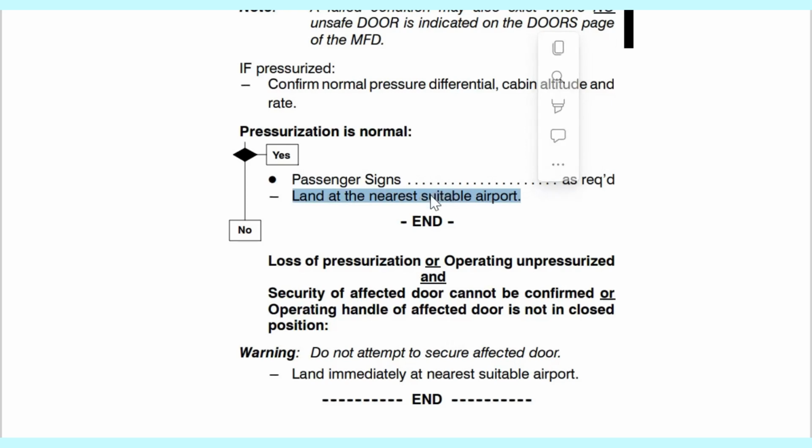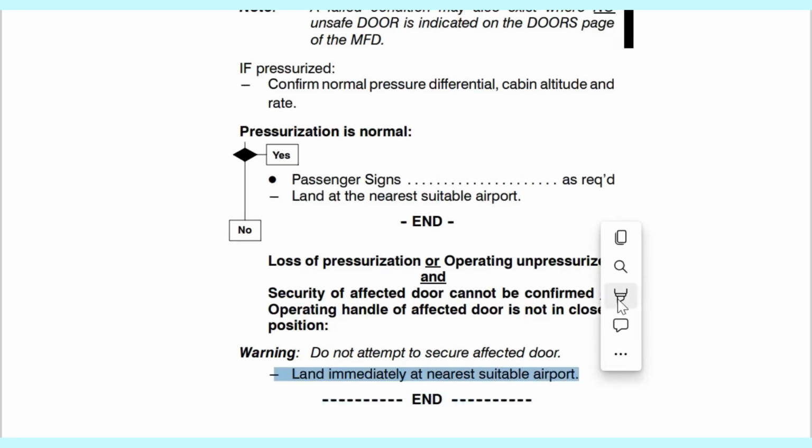If the pressure is not normal, now all this is in bold: loss of pressurization or operating unpressurized and security of affected door cannot be confirmed, or operating handle of affected door is not in closed position. Can you see what it says here? Land immediately at the nearest suitable airport. So this is another one which I was telling you in the preface. Immediately. So here you've got to find the nearest suitable airport, go in and land after you've descended. Or if you've just taken off and are close to your departure, go and land at your departure base. This is not that serious.